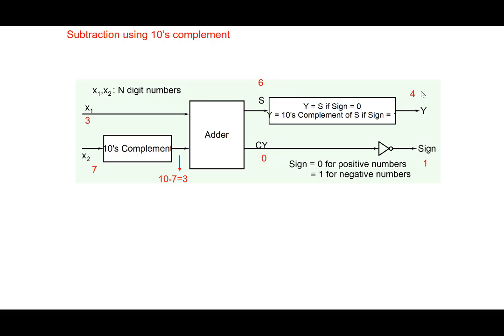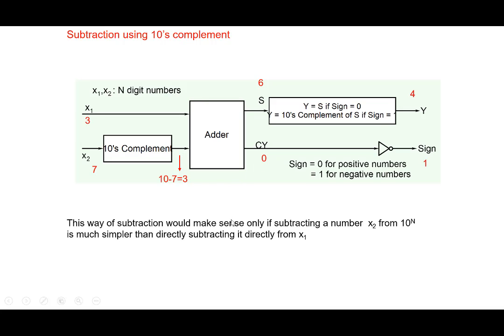Now, why are we doing all this complicated way of subtraction? This way of subtraction would make sense if doing a tens complement were very easy. If doing a tens complement were very easy, then subtraction is basically similar to addition. In the sense that if you had a circuit which could add up two numbers, then if you took a tens complement of that negative number and then added it up, you can do the subtraction with that adder also, which we will see in a minute.